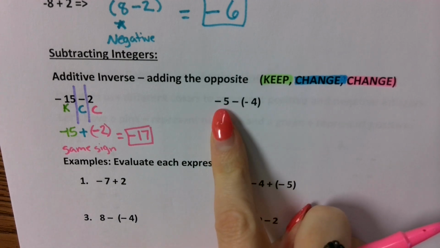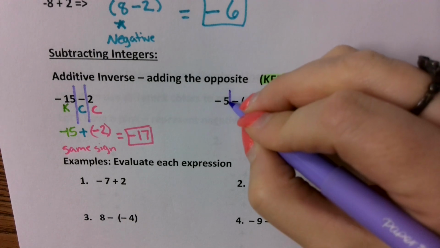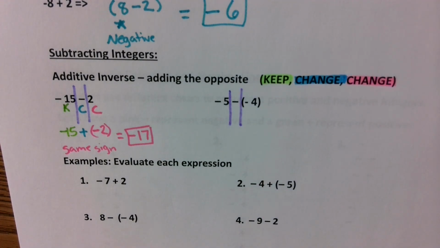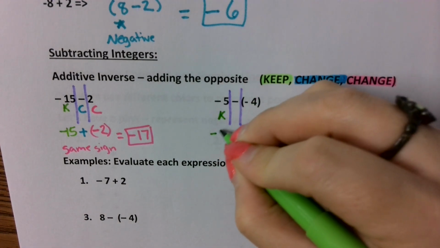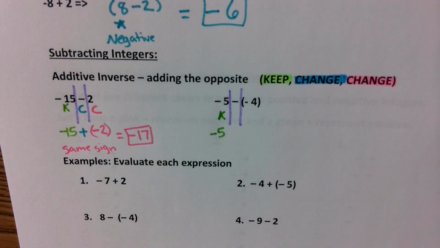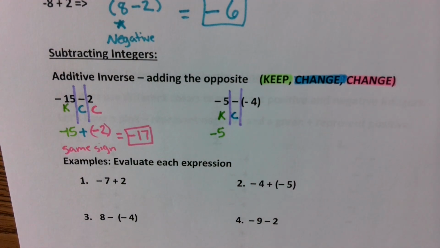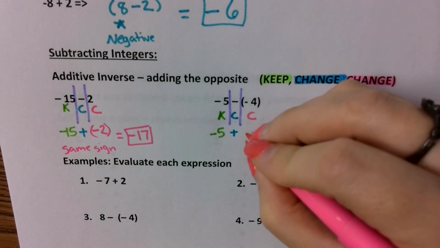Okay, for here we have -5 minus a -4. Again, if you want to draw your little walls to help you separate out which ones are signs and which ones are operations, do that. We start off with keeping. We're going to keep the very first number the same, -5. We're going to change subtraction into addition. That becomes a plus sign. And then we're going to change the -4 into a +4.